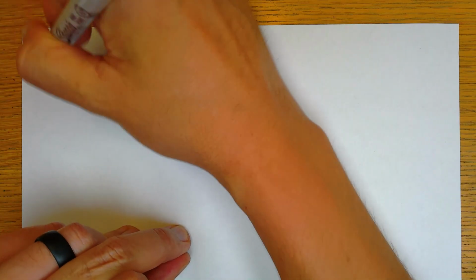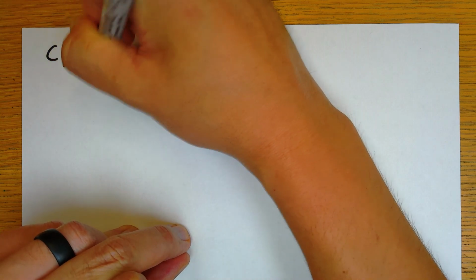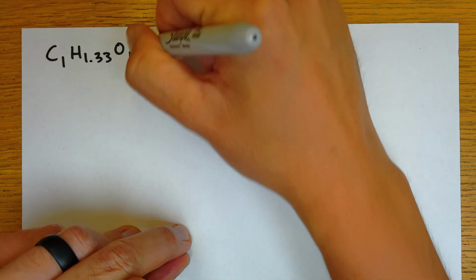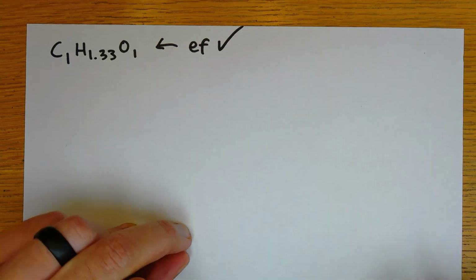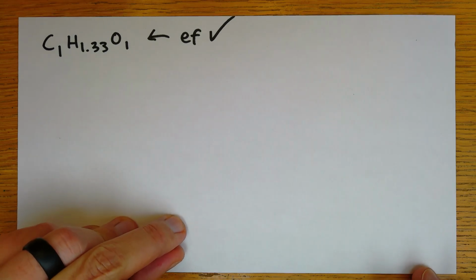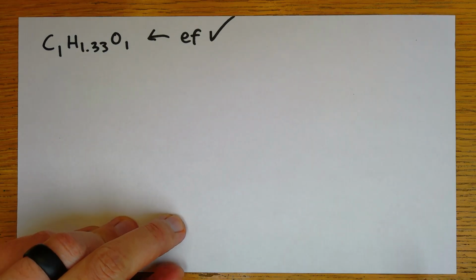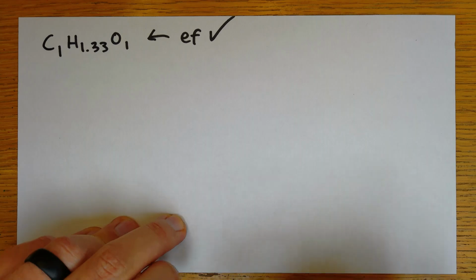So first off, technically speaking, mathematically speaking, this right here actually is an empirical formula. There is no rule saying that you have to represent empirical formulas as whole numbers. Except I just lied. There kind of is.